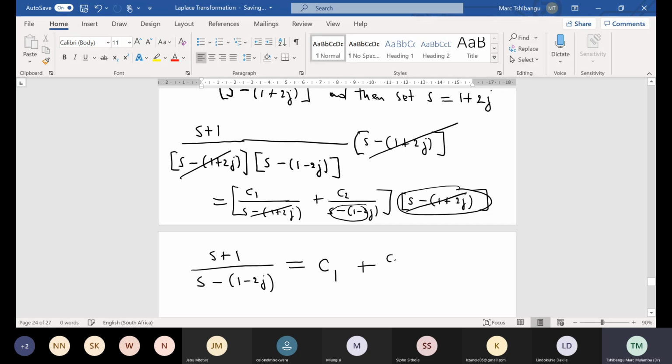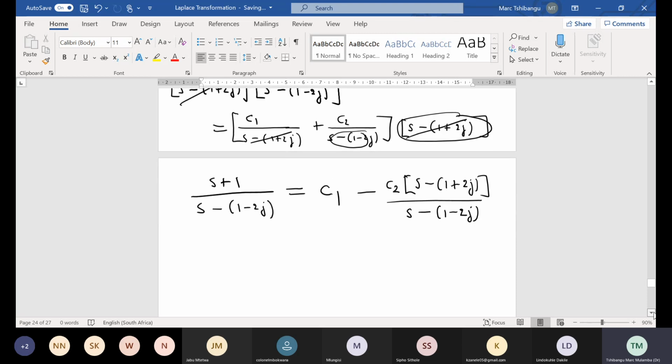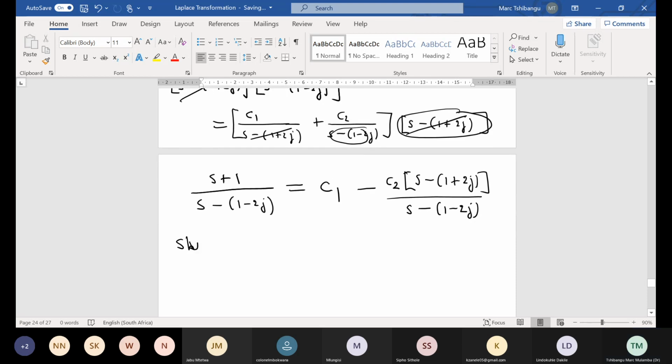plus C2 into, why is it disappearing? C1 minus C2 into s minus 1 plus 2j over s minus 1 minus 2j. So there's nothing else that we can cancel. Substitute s by 1 plus 2j.